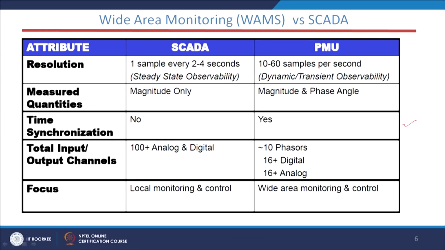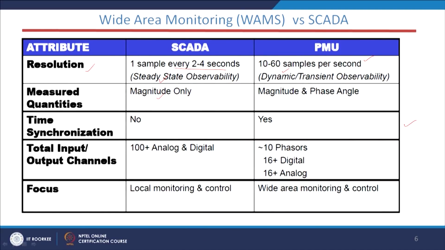This is a small comparison between the SCADA system and the PMU. Here is the SCADA system. If you come to the resolution part, for SCADA it is one sample every 2 to 4 seconds, and the observability is during the steady state only. The observability is not during the dynamic state. However, in case of PMU we have 10 to 60 samples per second, and this is designed for dynamic transient observability, because the information is on an online basis, even during the dynamic and transient condition of the system, generator, transmission line, or loads. So, we can always observe what is happening inside the network.